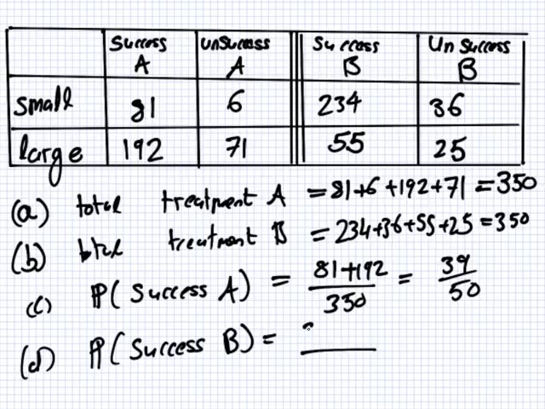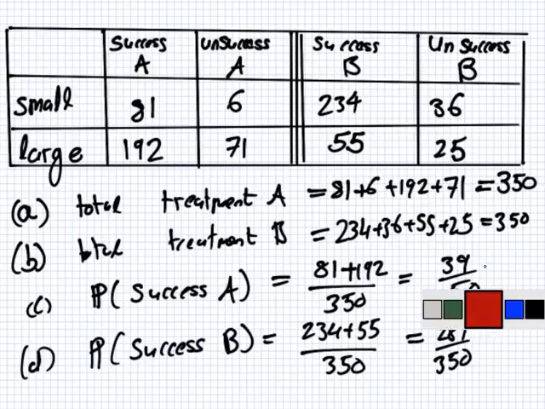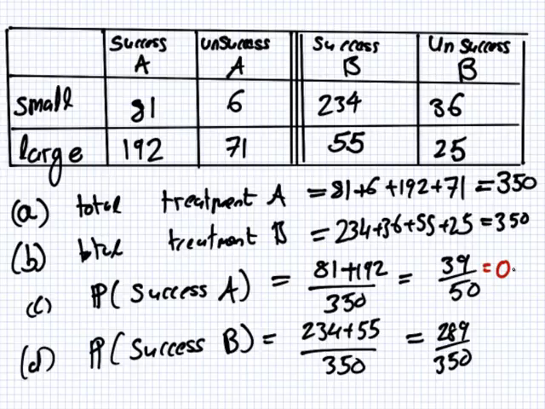Yeah, 234 plus 55 is 289, over 350. So 289 over 350. Now, I think it might be good actually to put these as decimals. So this one here is 0.78, is it? And this one here?